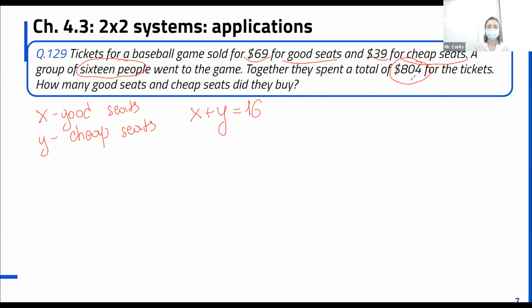And we need to do something with the cost. So if we multiply the cost of good seats by the number of good seats, then we need to add the cost of cheap seats multiplied by the number of these seats, and we should get 804, the amount of money that the group of people spent on these seats.